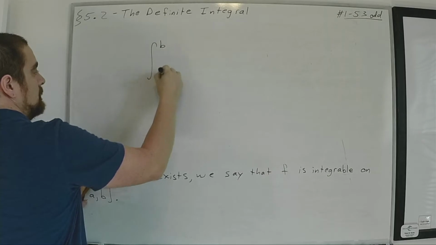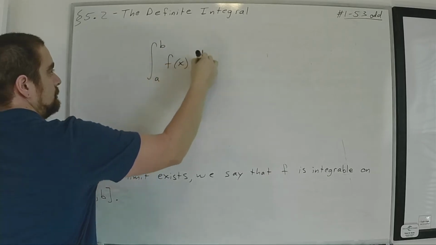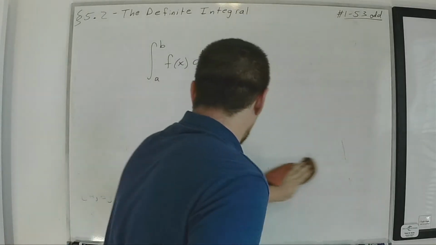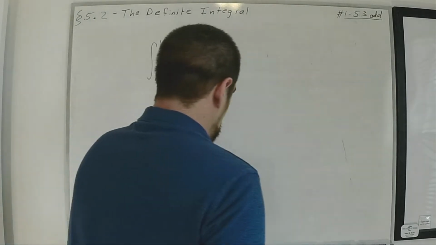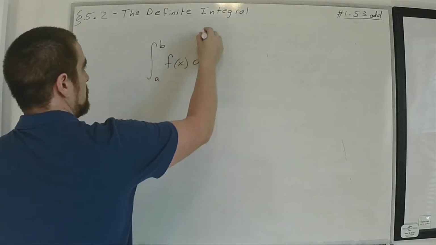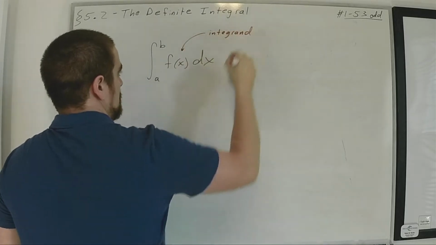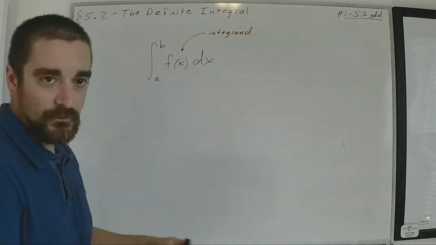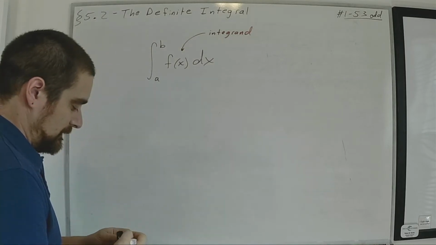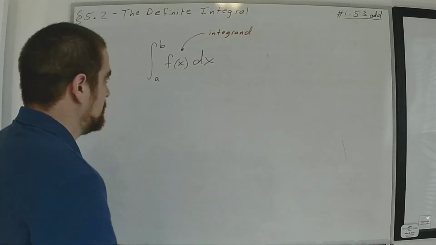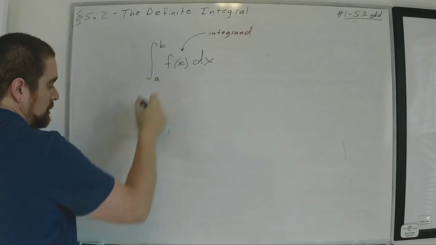So this is a definite integral. There will be some sort of function plugged in there. That function, f of x, is what we call the integrand. That is the thing that we are required to integrate. So they'll be giving you a function and they'll say, hey, integrate this function. That's where that function goes.